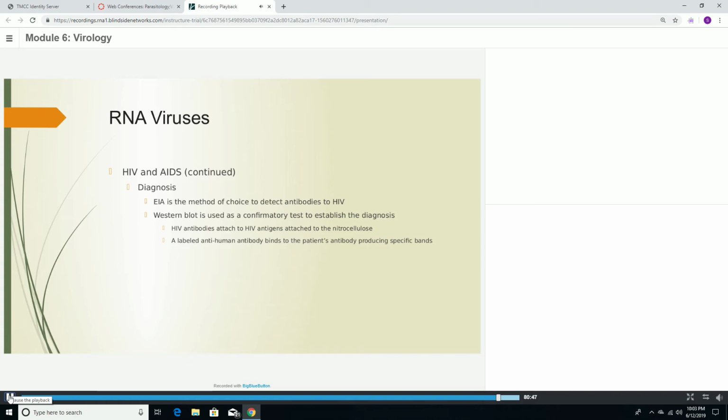Diagnosis: we're going to do enzyme immunoassay testing as the method of choice to detect antibodies to HIV. Western blot is used as a confirmatory test to establish the diagnosis. HIV antibodies attach to HIV antigens attached to the nitrocellulose. A labeled anti-human antibody binds to the patient's antibody, producing specific bands. So that's what happens in our Western blot testing.